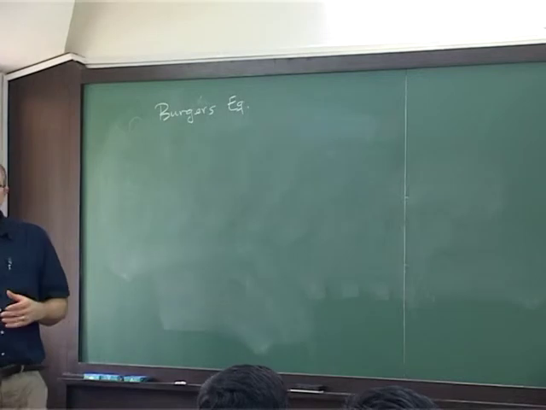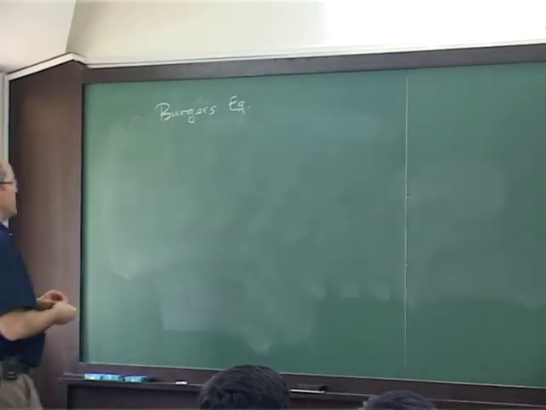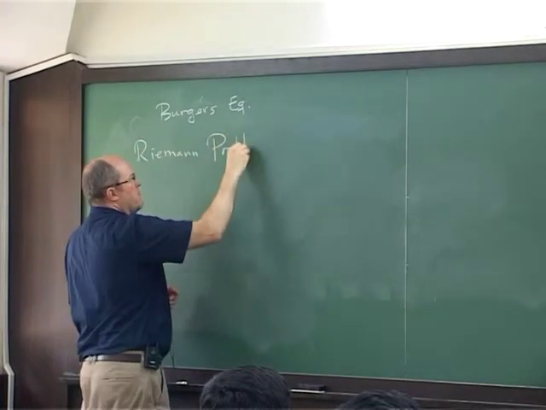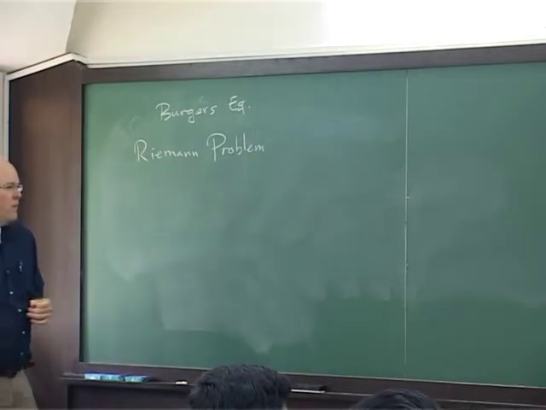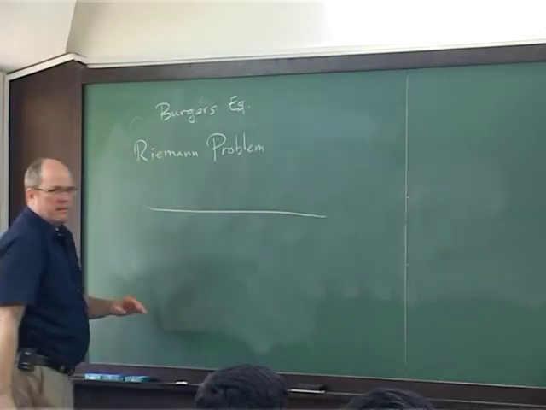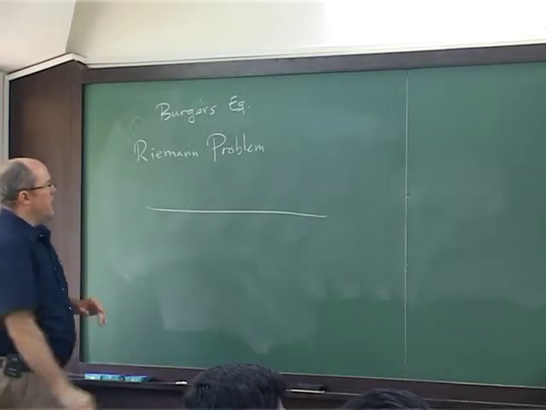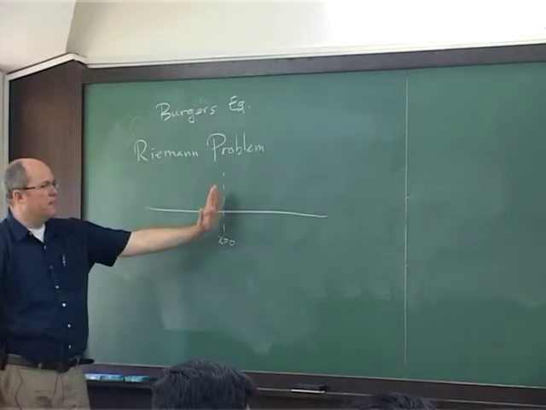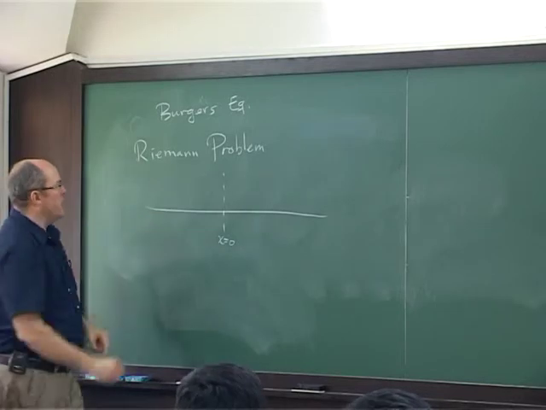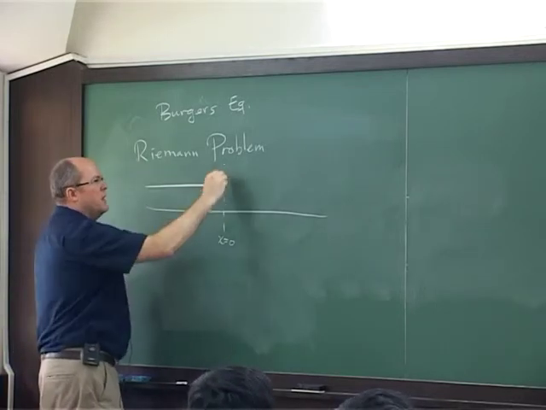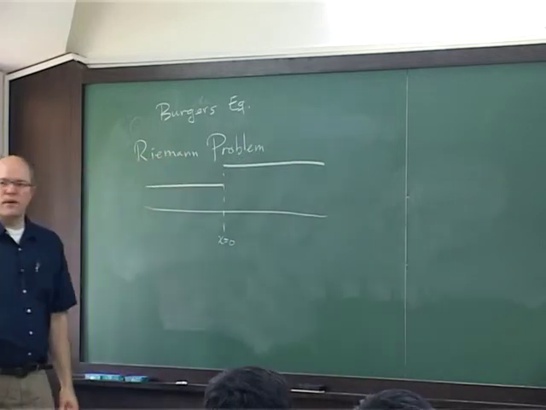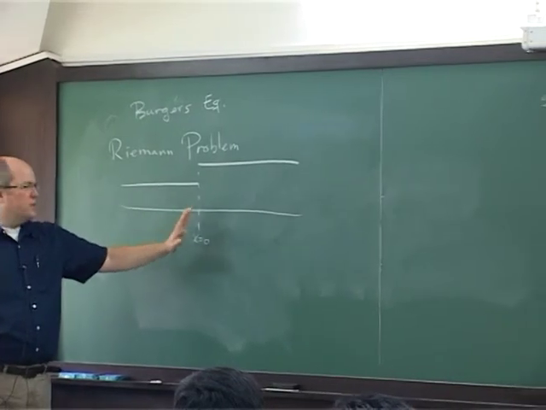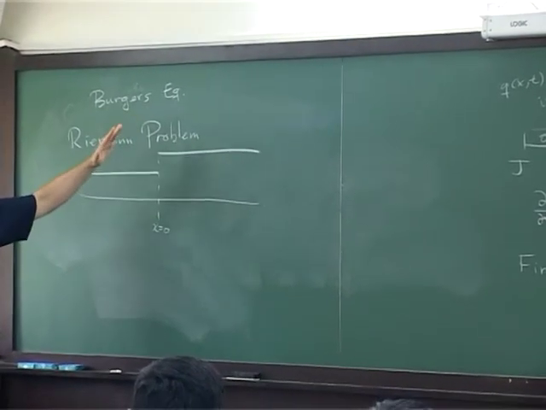If I want to imagine the simplest solution that has a discontinuity, it's called the Riemann problem. The Riemann problem is an initial value problem, a one-dimensional problem, where at say x equals 0 I have some type of division, and on one side of this line I have one constant value of the solution, and on the other side I have a different constant value, so that I begin with an initial discontinuity. And then I imagine that I evolve this data forward in time.